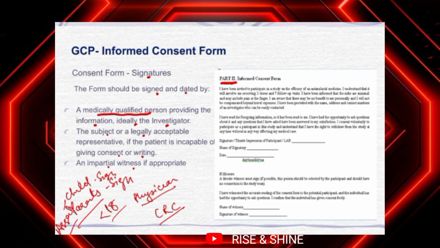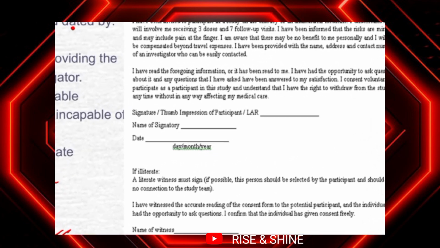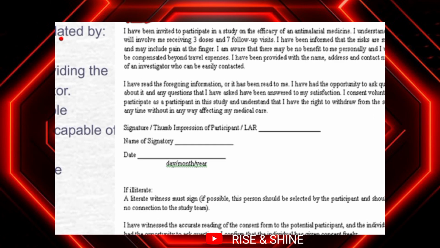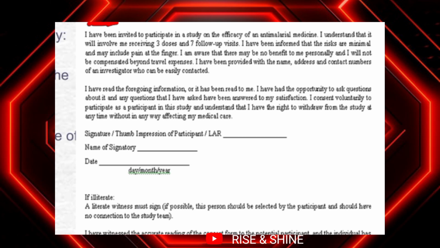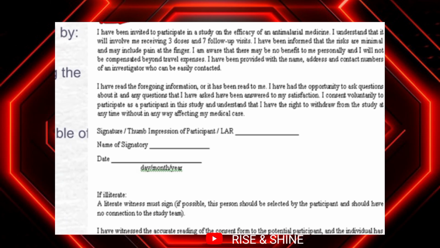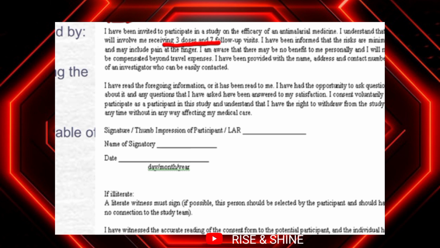Impartial witness, if it is appropriate. So if I zoom out a little, I'll show you. This is part 2 where they give agreement, so it will say something like this: I have been invited to participate in the study for this and this. I understand this involves me receiving 3 doses and 7 follow-up visits. You tell them what the procedure is.